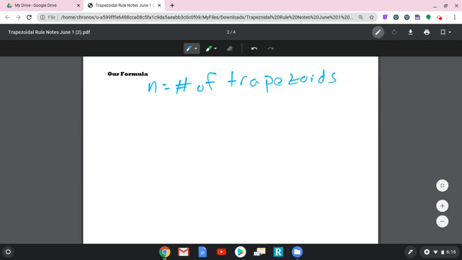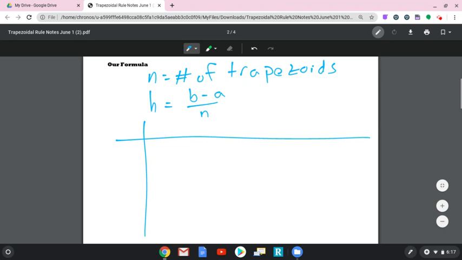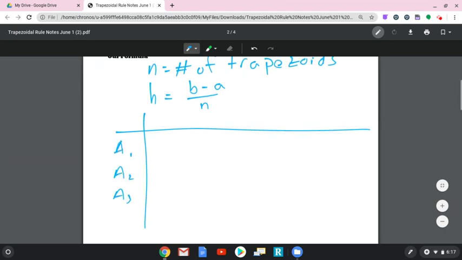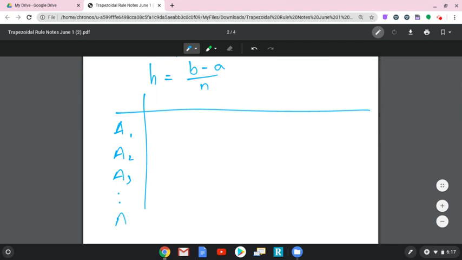And I know that the height is equivalent to b minus a over n. So if I was to add up trapezoids, all right? Now, if we take a look at this, your bases, okay? So if we make a chart, how would this look? If I was to make a chart to find areas, and depending on how many trapezoids, I'd have area 1, area 2, area 3, and it's really going to go down to area n, whatever area n is, okay?